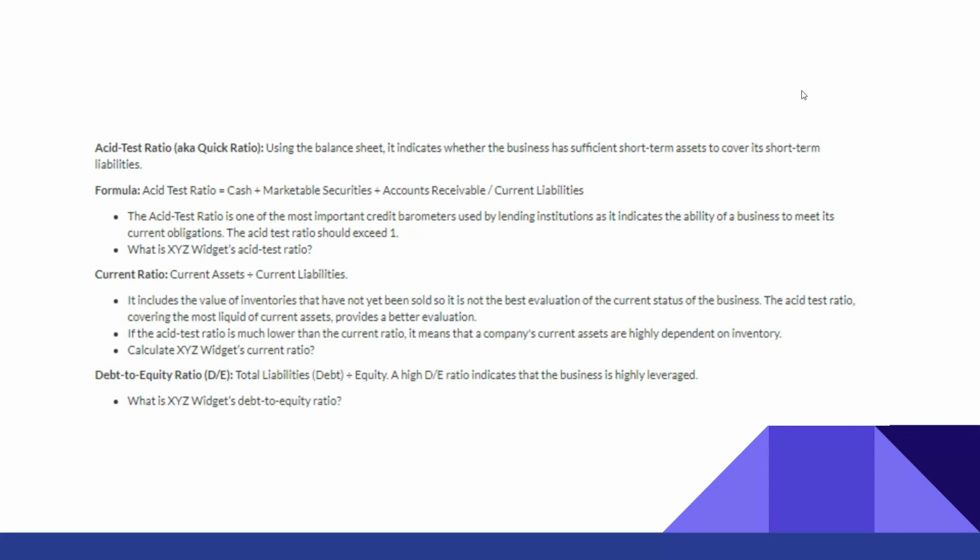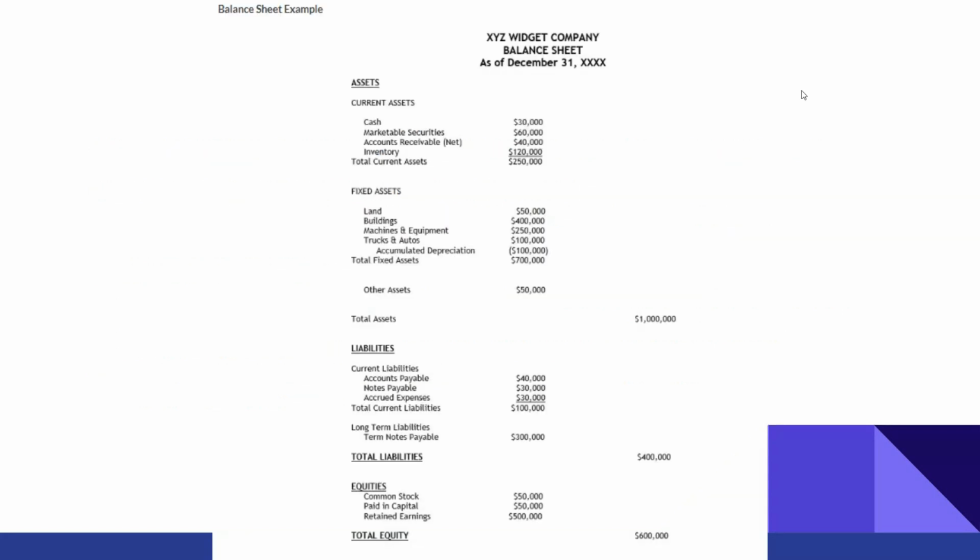Debt to equity ratio, DE: total liabilities divided by equity. A high DE ratio indicates that the business is highly leveraged. What is XYZ Widgets' debt to equity ratio? Here we have a balance sheet example. It shows assets, current assets, total assets, fixed assets, total assets, liabilities, total liabilities, and equities.